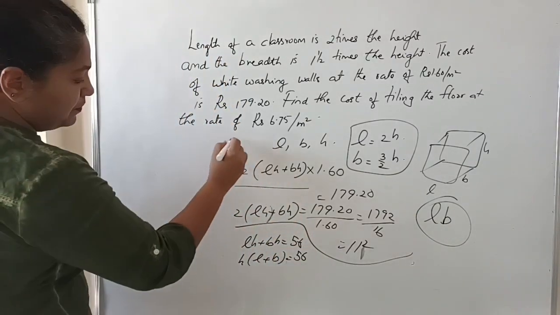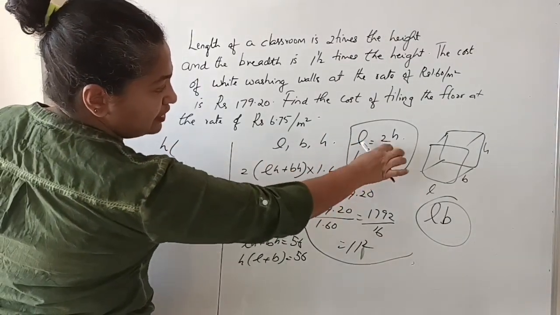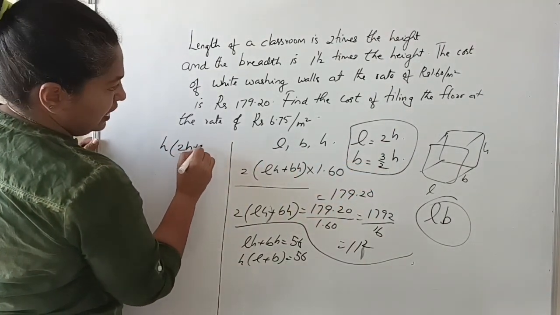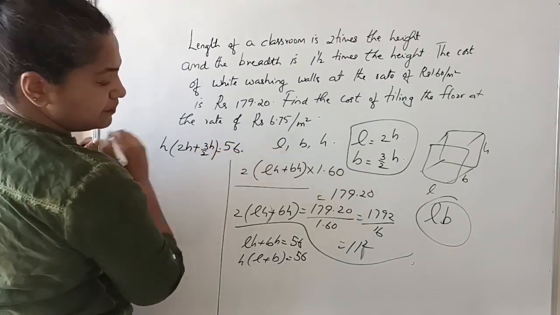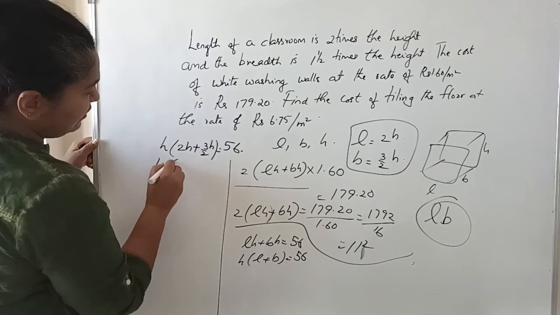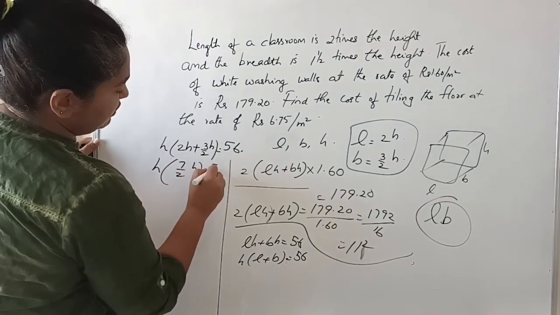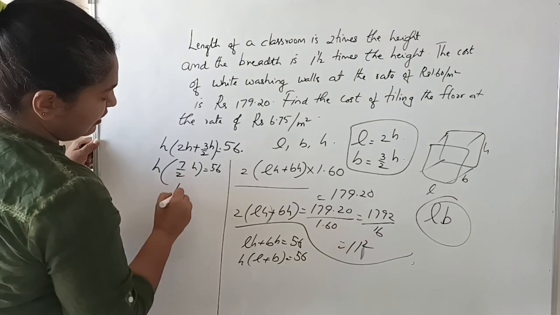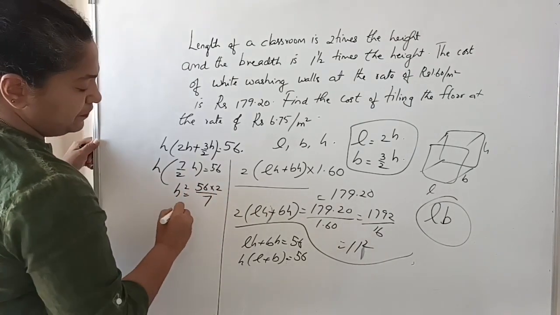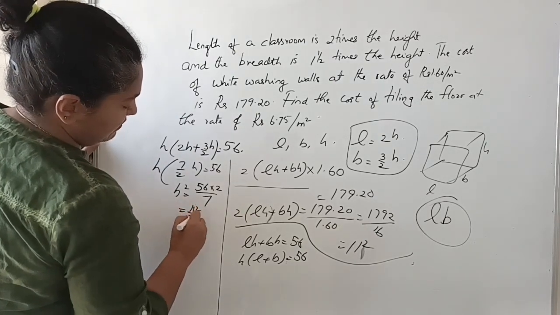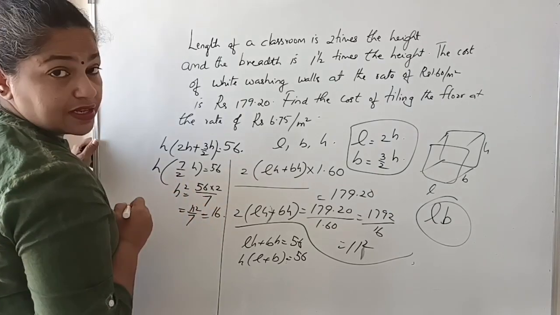Right. Now, what is the value of length in terms of H? It is 2H and the breadth is 3 by 2H. This is equal to 56. Okay. So, H into 7 by 2H is equal to 56, or I can say that H square is equal to 56 into 2 by 7. Right. So, 112 by 7. So, I will get the value as 16.